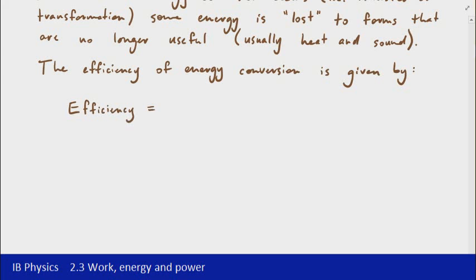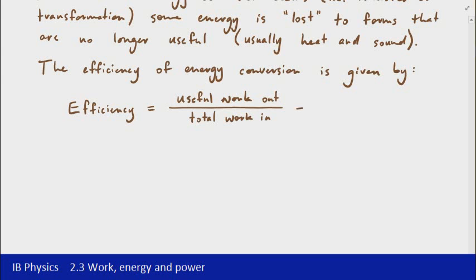So efficiency is equal to the useful work that you get out of a situation, or the useful energy, so the useful work that you get out divided by the total work that you put in, or the total energy that you put into the situation. I'm using the word work here because that's what's used in the data booklet, but ultimately you could look at the energy forms there as well.